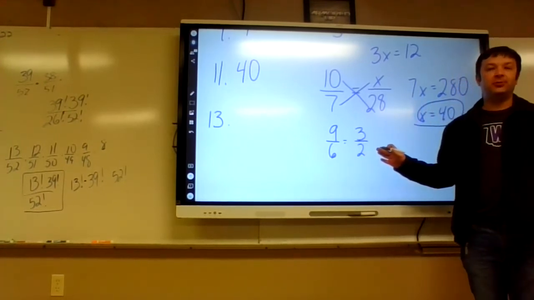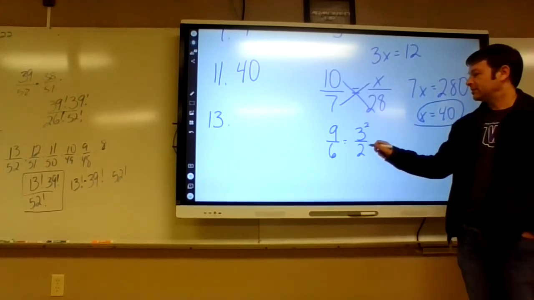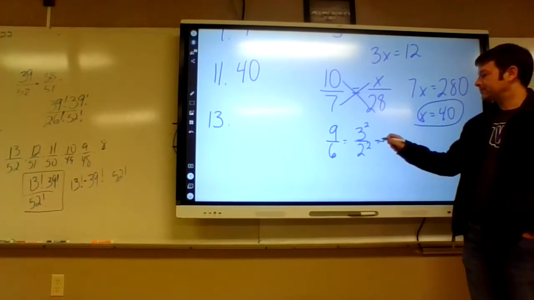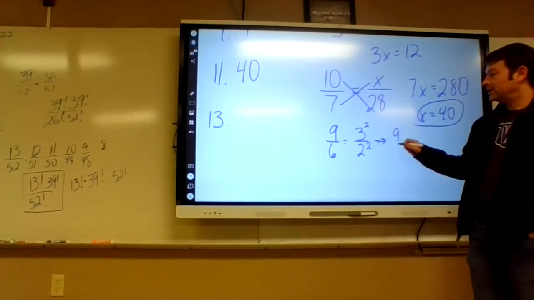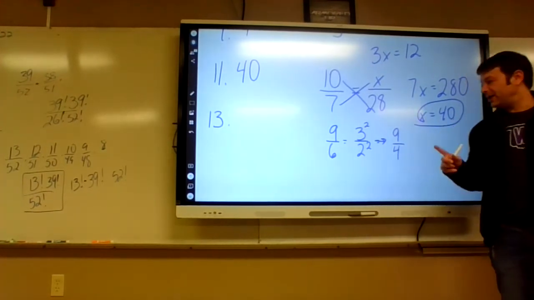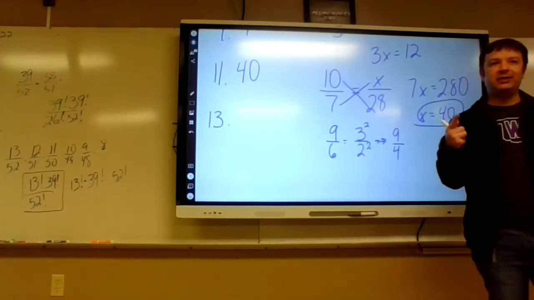How do I turn it into a ratio of areas? Square it. So 3 squared is 9, and 2 squared is 4. So the ratio of the areas is supposed to be 9 to 4.